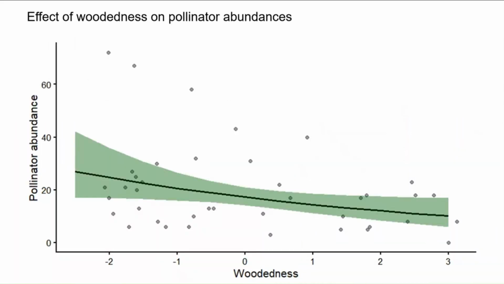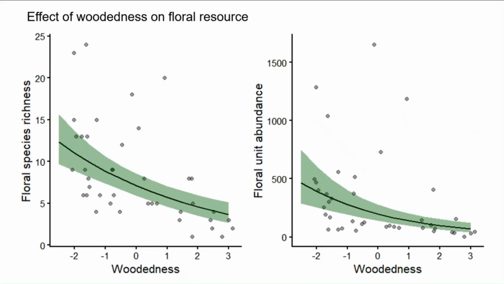So on the whole, there was a general weak negative effect of woodedness on overall pollinator abundance. I'm not going to go into the detail today. There are obviously a lot of factors that affect pollinator activity, but amongst all of those things in my model, there was this weak effect of woodedness. That might be due to the microclimate, like the temperature that I talked about earlier. But I think when you look at the floral availability, it becomes a little bit more clear what's happening here.